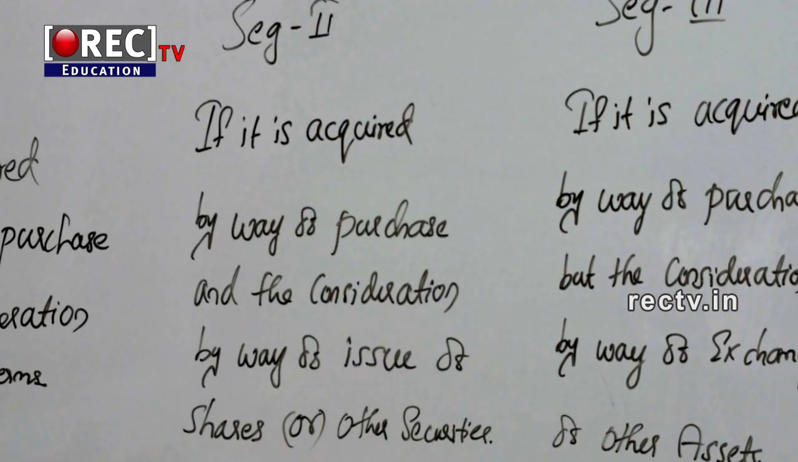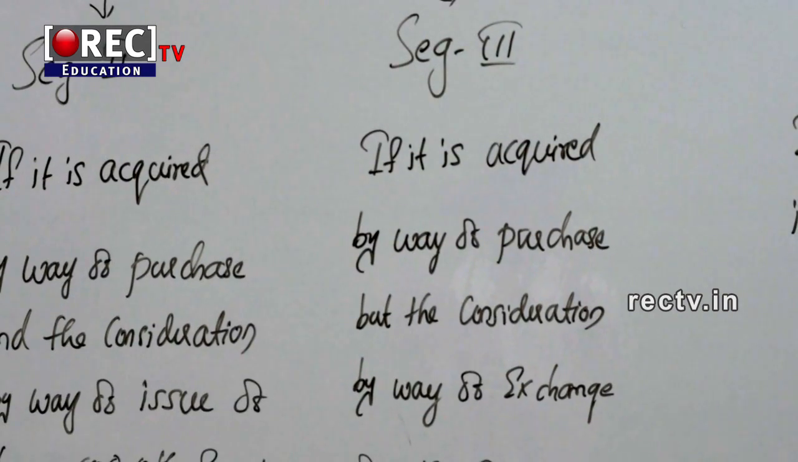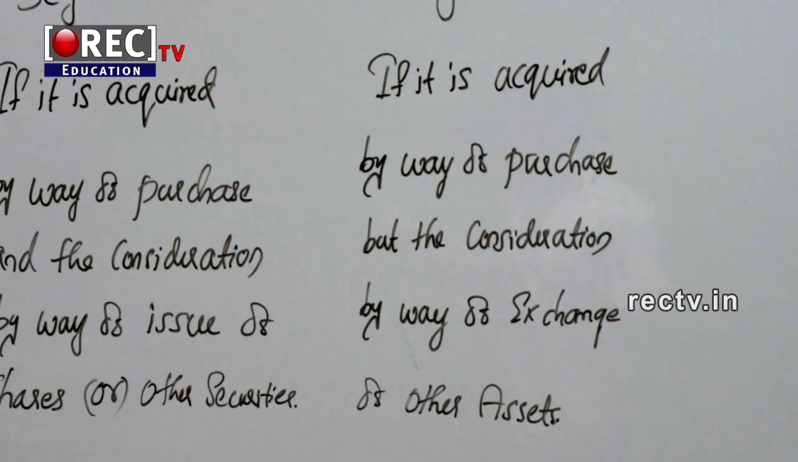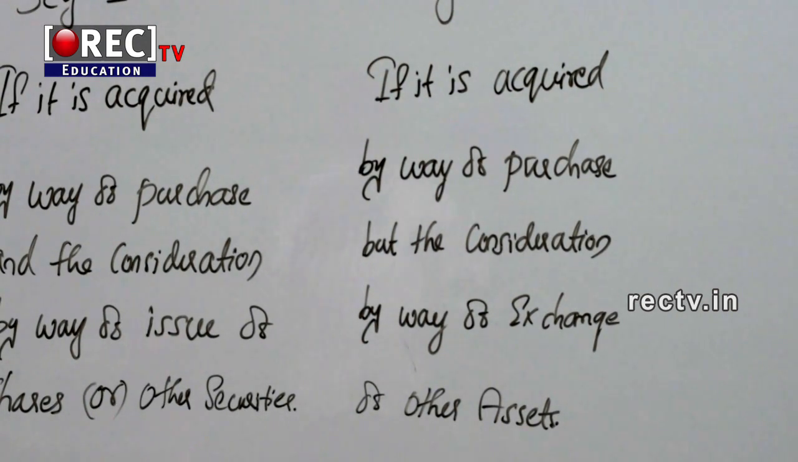Now we are going through the third segment, that is, if the asset is acquired by way of purchase but the consideration is by way of exchange of other asset. Initial recognition when a fixed asset is acquired by way of exchange of another asset is divided into two. Generally, we should adopt the fair market value of asset given up as value of new asset. The second part is, however, if the fair market value of asset taken up is more clearly evident, then such value can be adopted as the value of new asset.